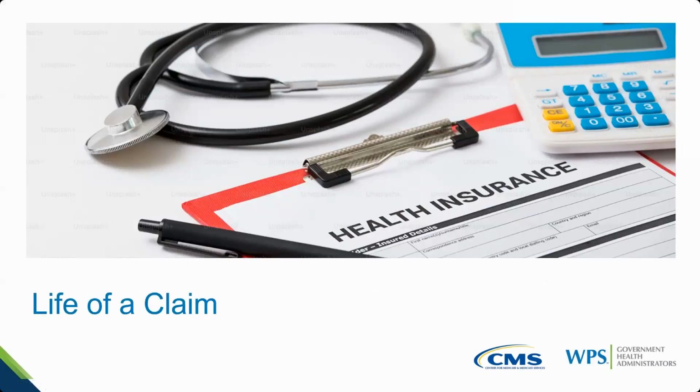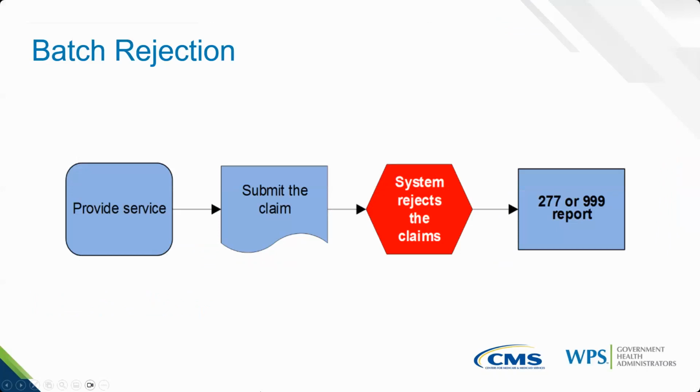To fully understand rejections and denials, it really is important for you to recognize the path that a claim takes, or what we like to call the life of a claim. This is a simplified graphic, and it shows how a claim gets into our system. The provider or supplier, of course, is going to render a service. He or she will submit the claim, but the system might reject that claim or the batch of claims, and when this occurs, Medicare generates and sends a 277 or 999 report.